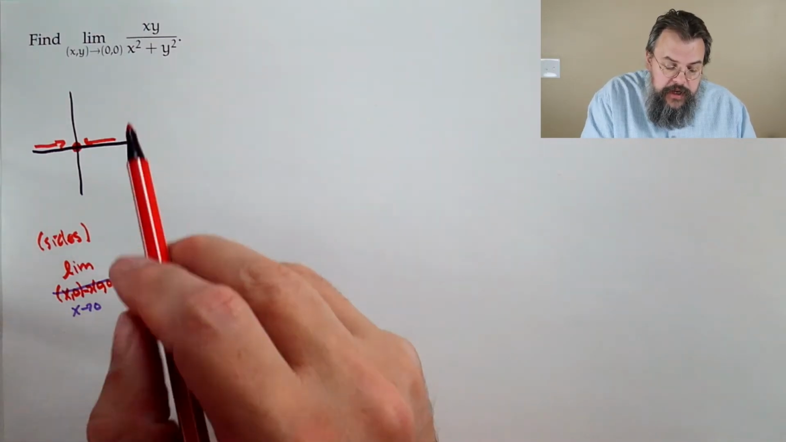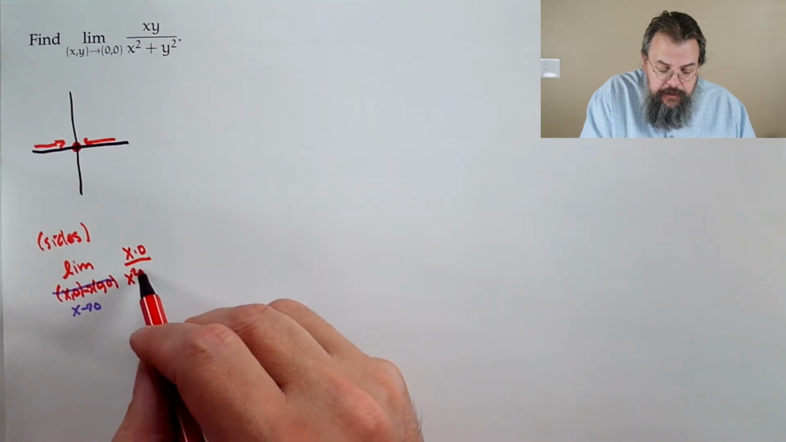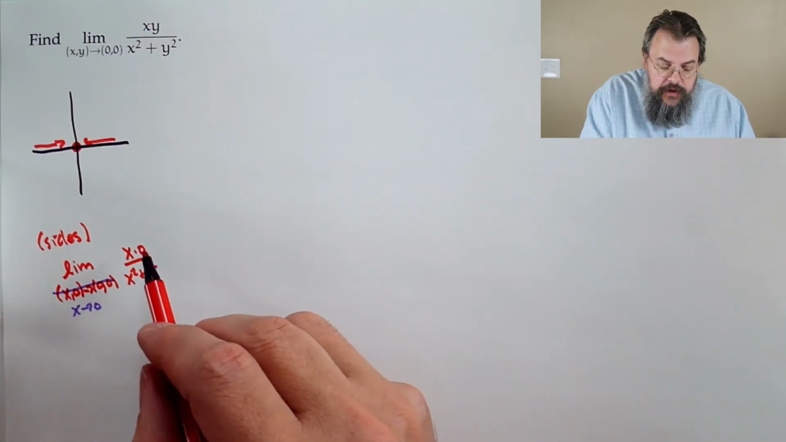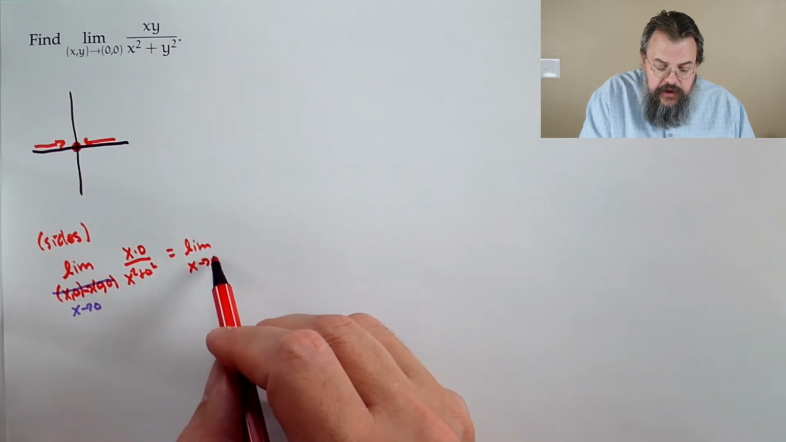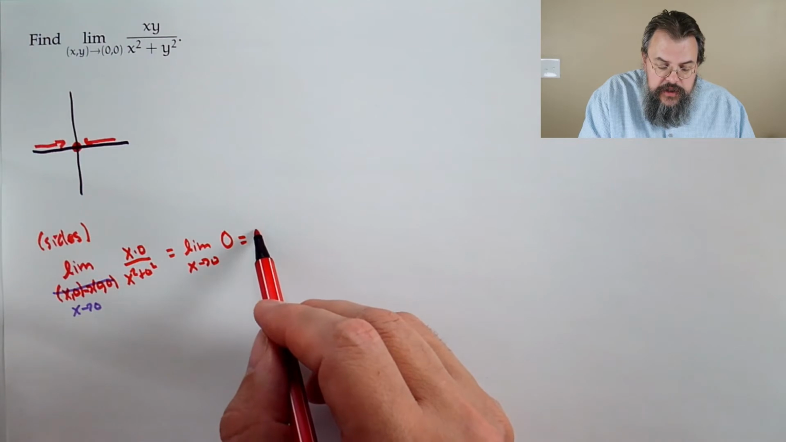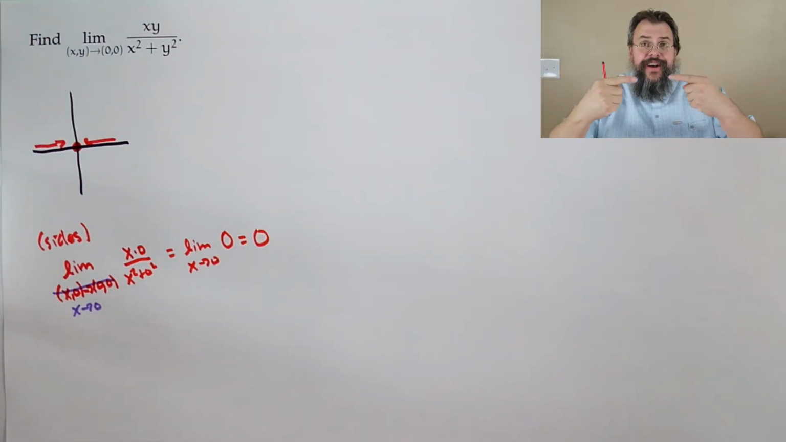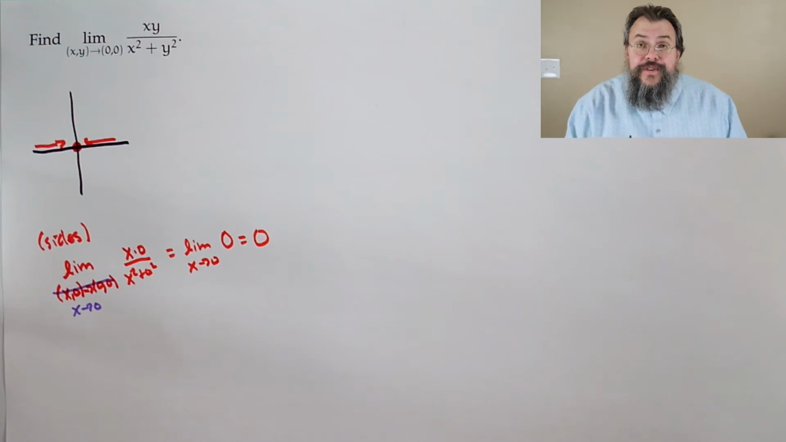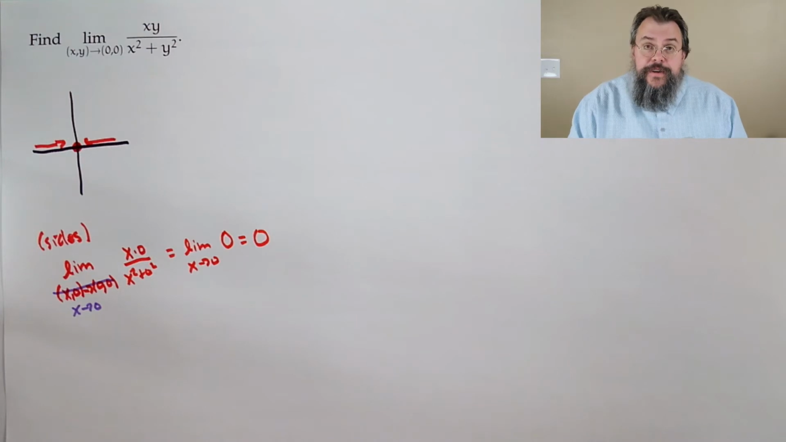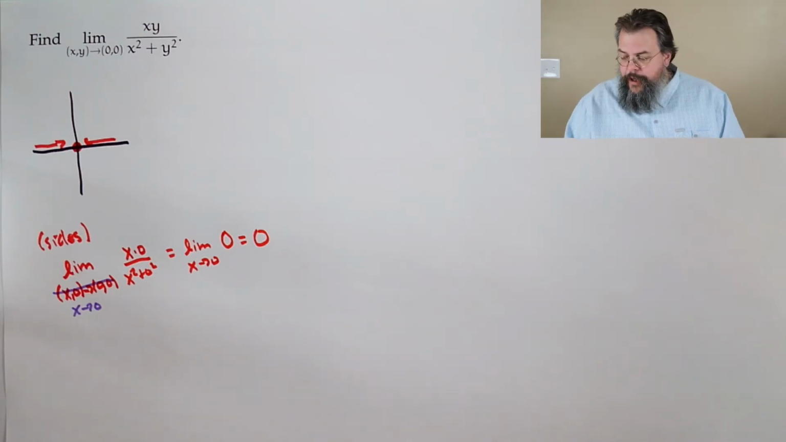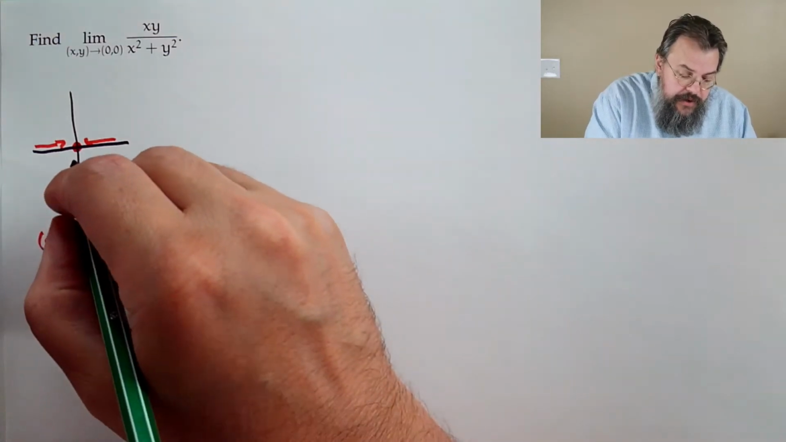So what do we have? We're going to have x times 0 over x squared plus 0 squared. Well, that's really the same as the limit as x goes to 0 of 0, which is 0. So as we come in from the sides, it's looking suspiciously like 0. All right, well, let's come from a different direction. How about we come from top and bottom, above and below?